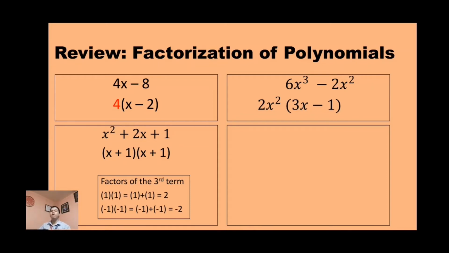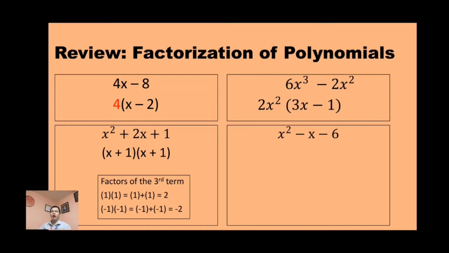Among these factors, which one, if we add the two factors, will be equal to the second term of the polynomial, which is 2? 1 plus 1 is equal to 2. Negative 1 plus negative 1 is equal to negative 2. So the answer is x plus 1 and then x plus 1. So the factors of the polynomial x squared plus 2x plus 1 is x plus 1 times x plus 1.